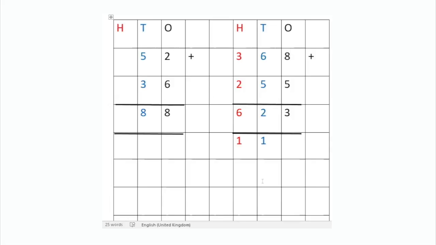In red. Couple of tips is just when you are practicing this at home, or hopefully when we go back to school, do each column in a different colour. Okay, so it's more clear to see, and that you will have a better understanding. So hundreds can be red. You can do the tens in blue, the ones in black.